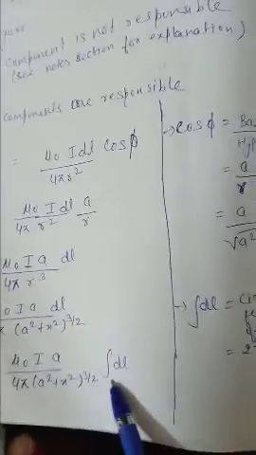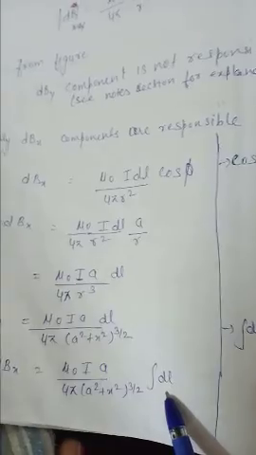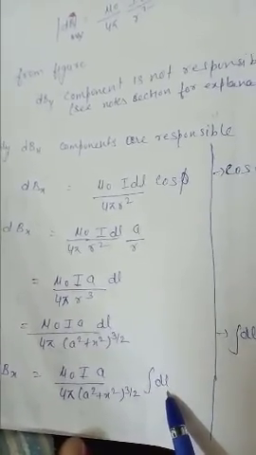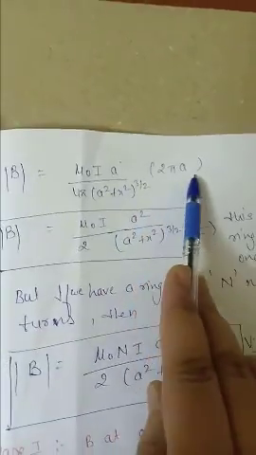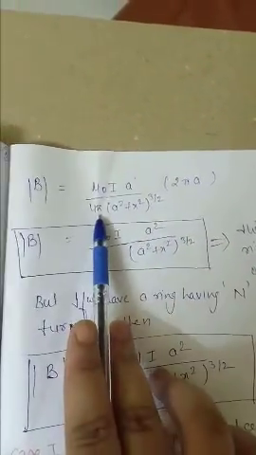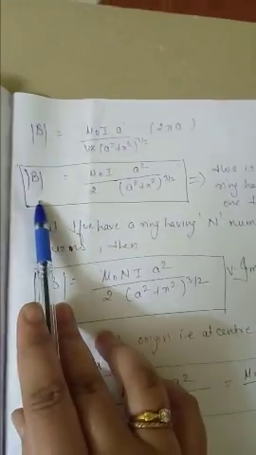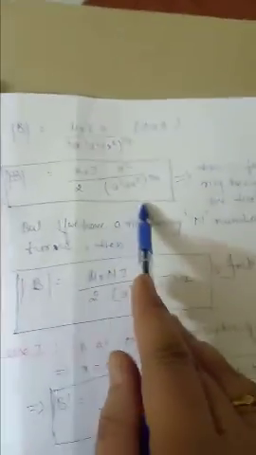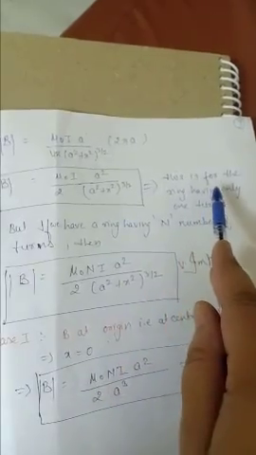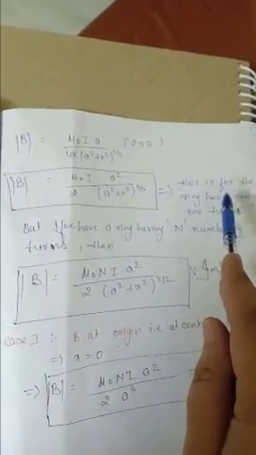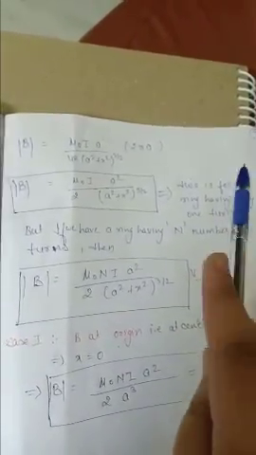What is the value of this dl? This integral of dl is nothing but the circumference of the ring. And what is the circumference of the ring? Just 2 pi into the radius. So here we have 2 pi a, where a is the radius. So finally, the magnitude of the magnetic field is this. This is the magnitude of the magnetic field for a ring having only one turn.